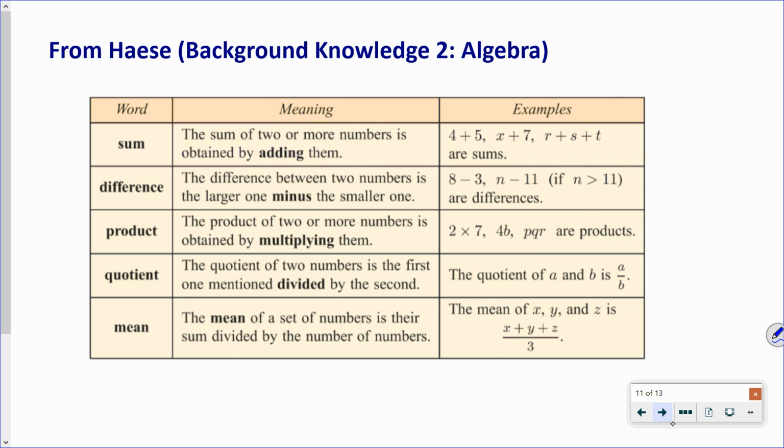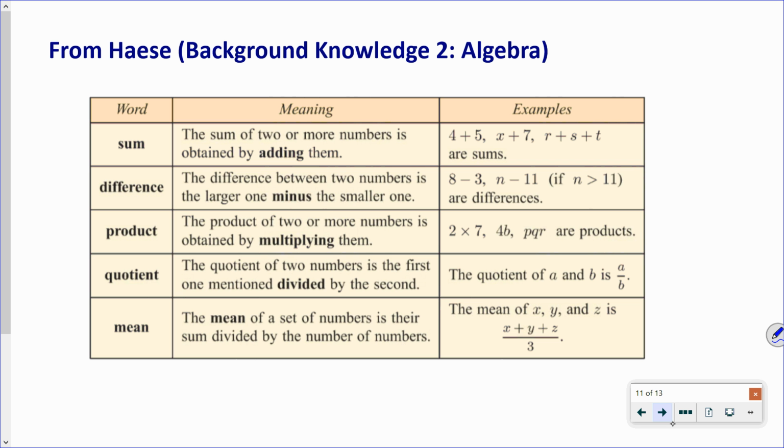Now on to the second half of the notes, and in fact it's less than half, it's the last little bit of the notes. There is a section about writing mathematical expressions, or algebraic expressions, in our textbook. This table is also from our book, again from the background knowledge section, background knowledge 2. And it defines some math vocabulary in English, so sum, difference, product, quotient, and even mean are some vocabulary words you should be familiar with.